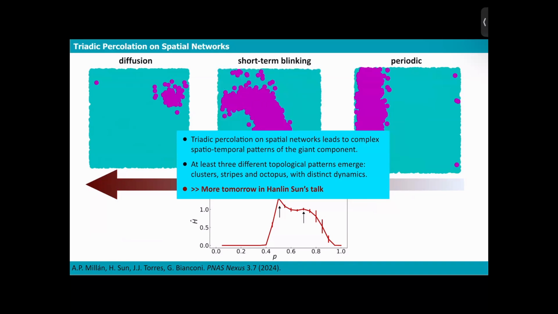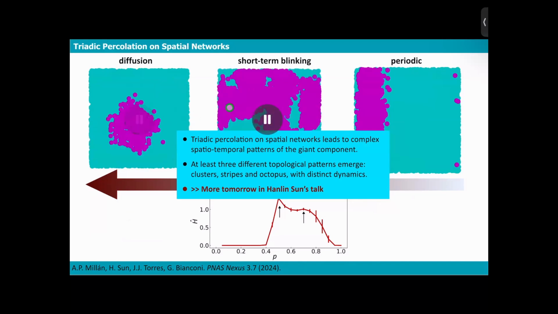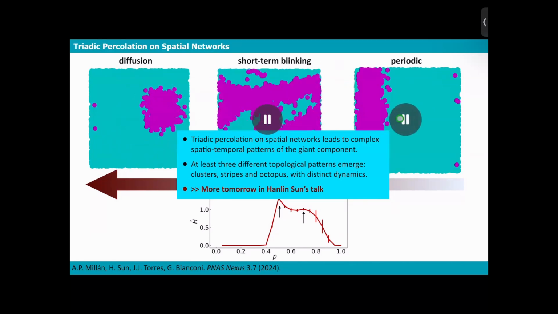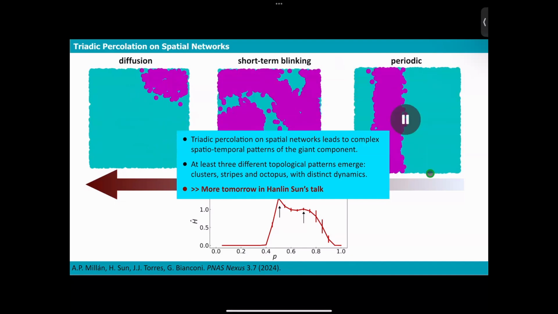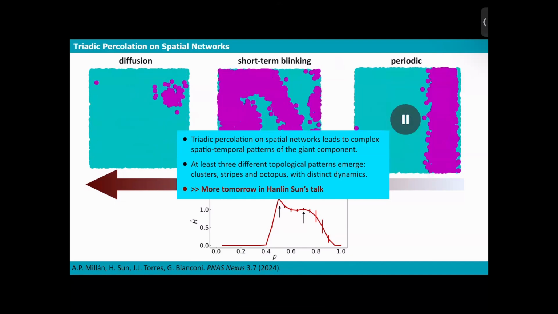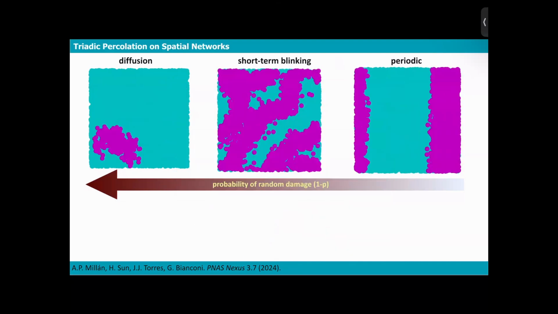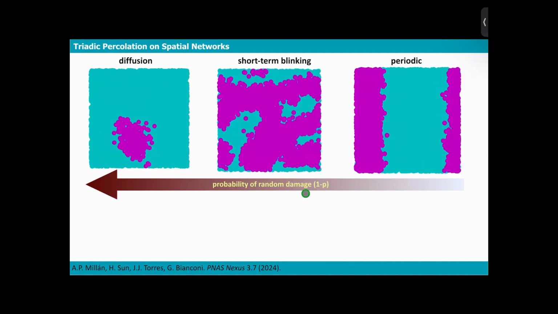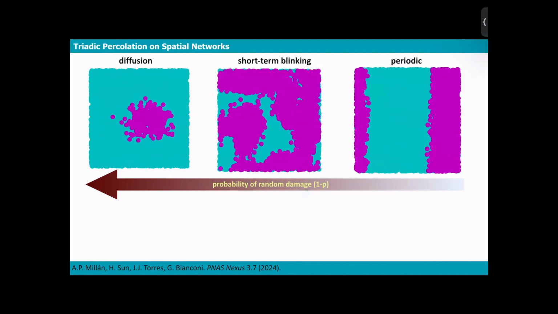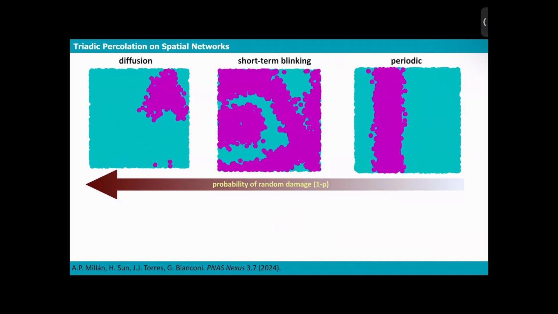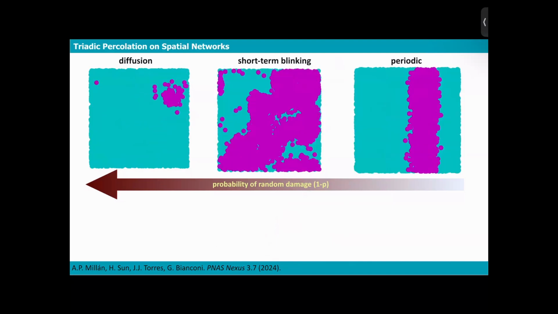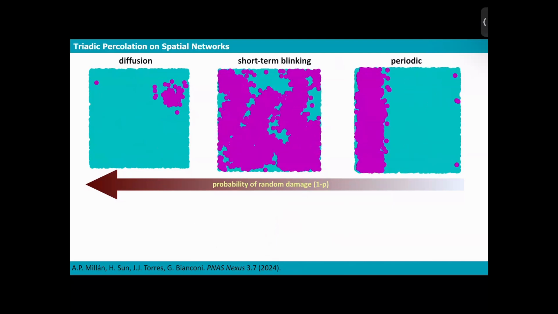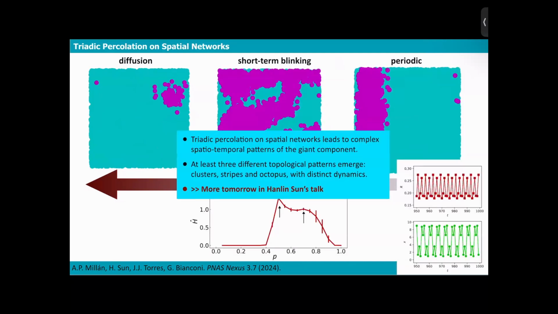These small clusters tend to diffuse more or less in a 2D space, whereas the stripes show a combination of periodic movements and also diffusion, and the octopus tend to show what we call short-term blinking, which is this blinking between a pattern and the contrary pattern. But because there is a lot of thermal noise in the system, this is not exact, and throughout time the patterns get destroyed.